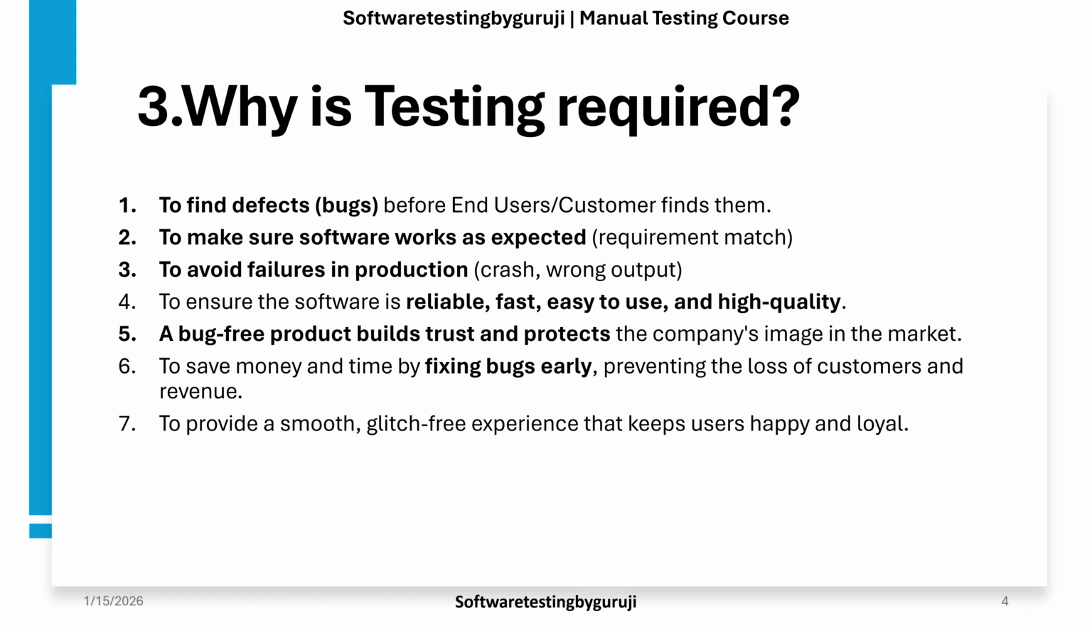Then third, to avoid failures in production. We will do the testing before production only, and here we will check whether our application is working fine or not. When we are providing inputs to our application, we check whether our application is giving the expected outputs or not. Then fourth, to ensure the software is reliable, fast, easy to use, and high quality. Then fifth, bug-free products build trust and protect the company's image in the market.